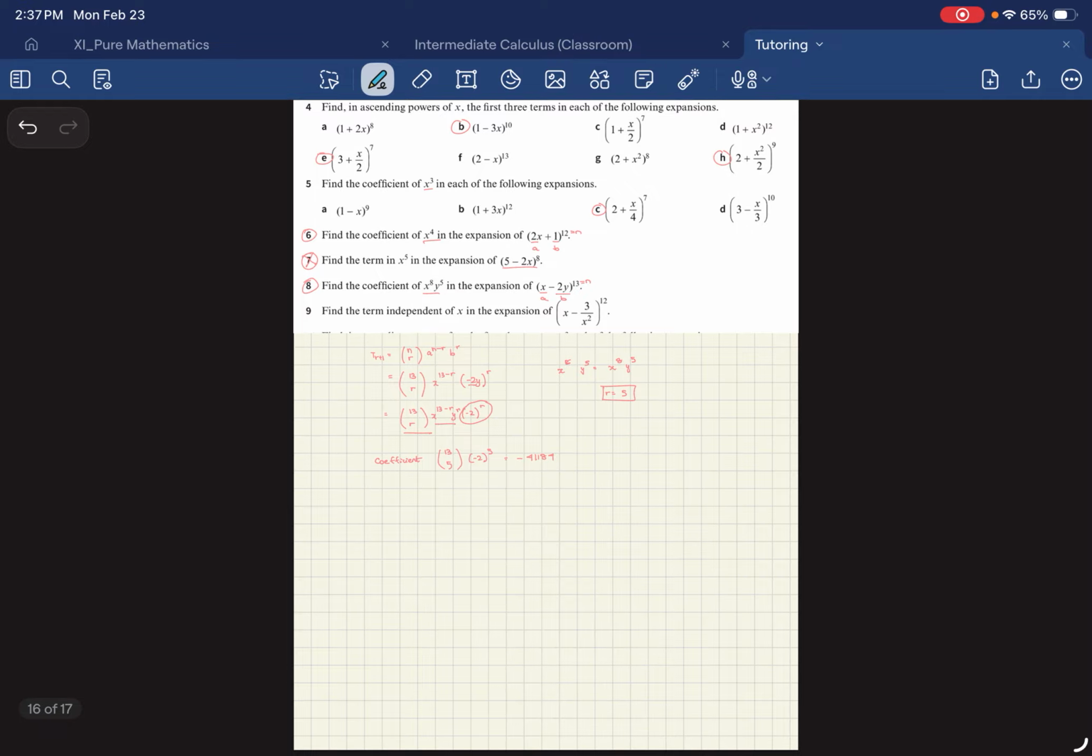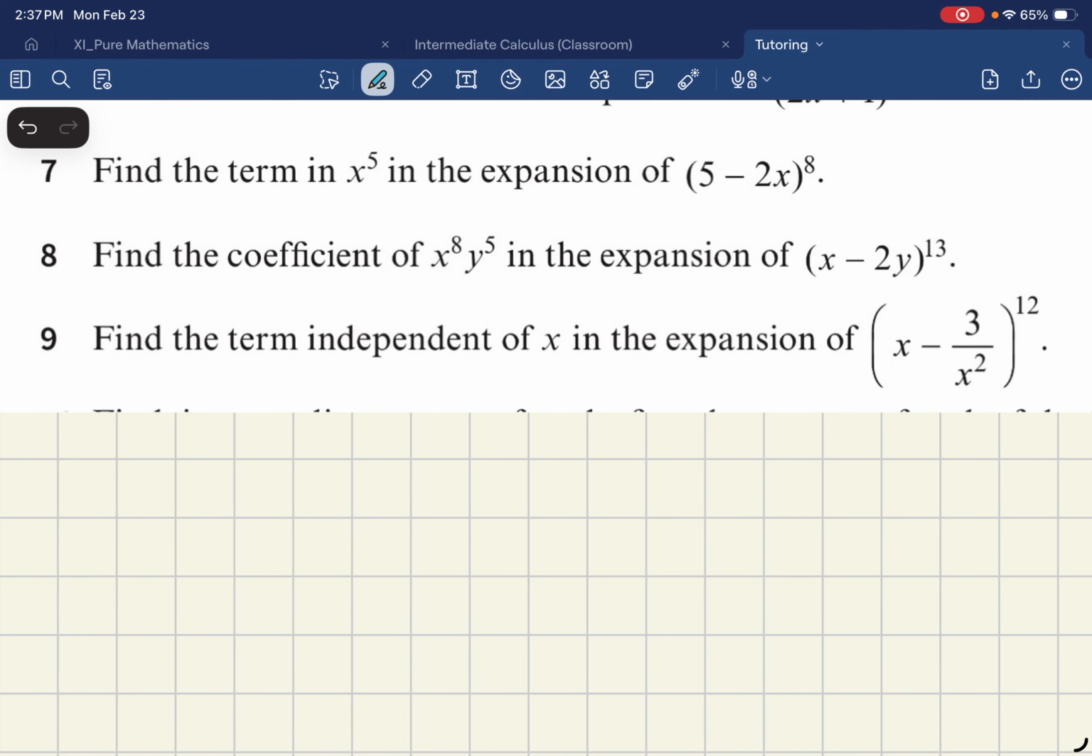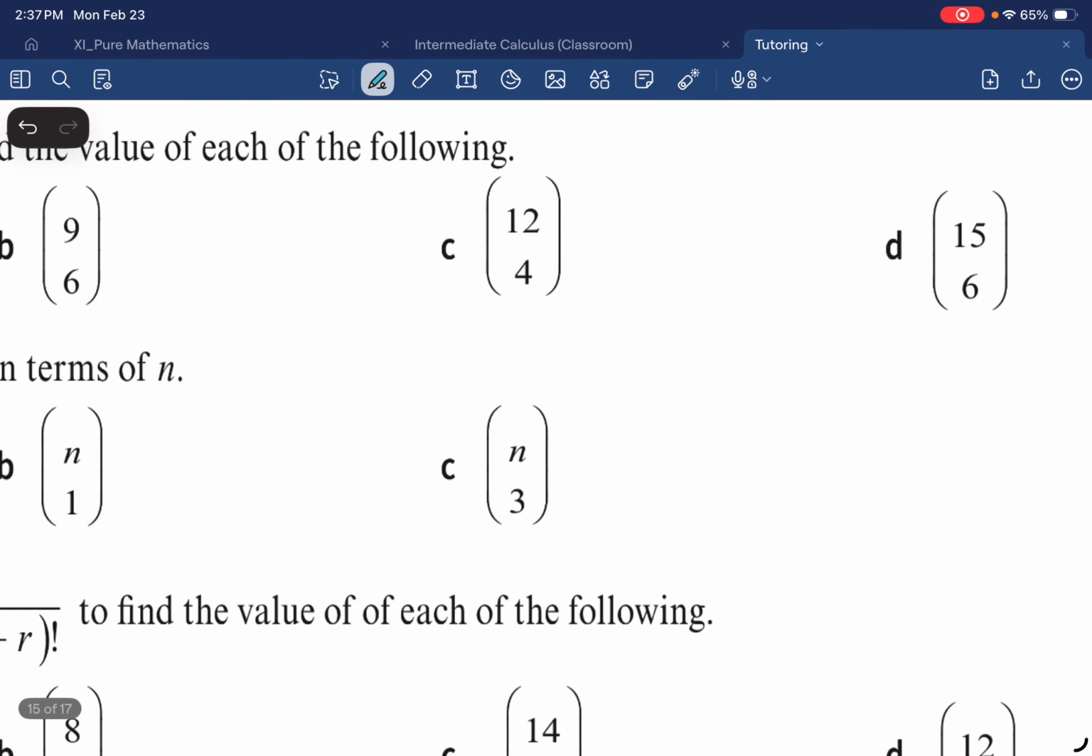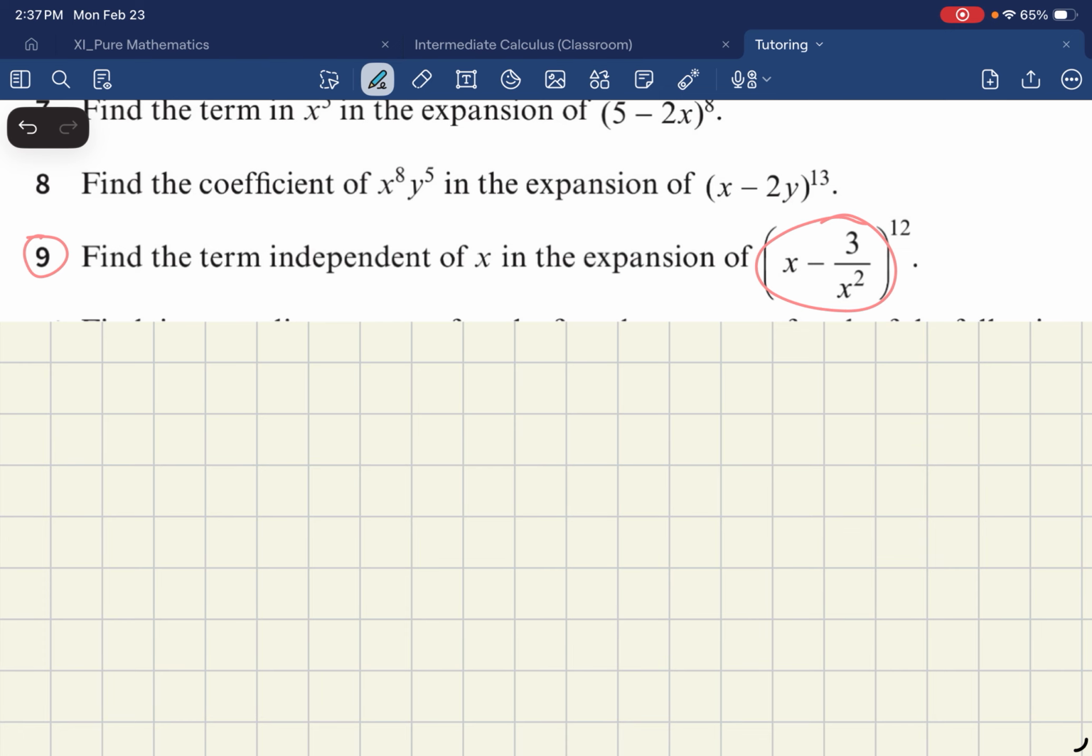That is the coefficient. Now, this is another type of question that you can see, which is find the term independent of x. So what does that mean? Well, the term independent of x just means that when I expand this, I'm going to get some constant term. And what is that constant term? Well, the procedure is exactly the same. So my T r plus 1, and rewriting the formula will help you remember it, is nCr, a to the power n minus r, b to the power r. So this is my a, this is my b. So I have 12 choose r, x to the power 12 minus r, and b is negative 3 over x squared to the power r.